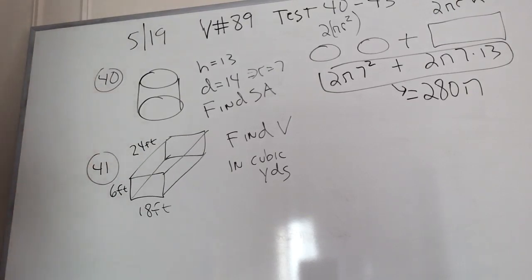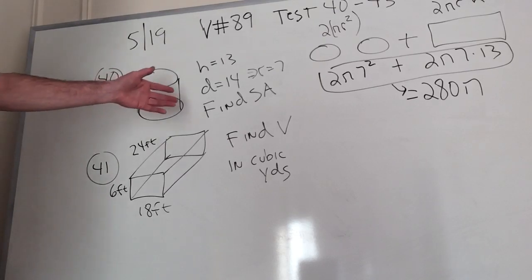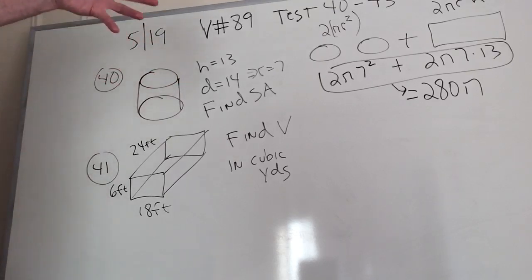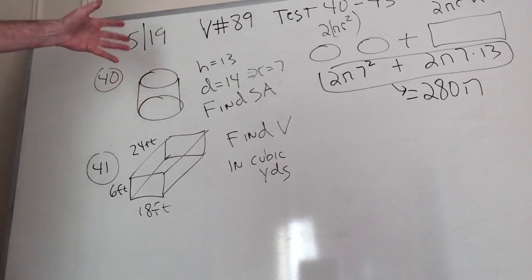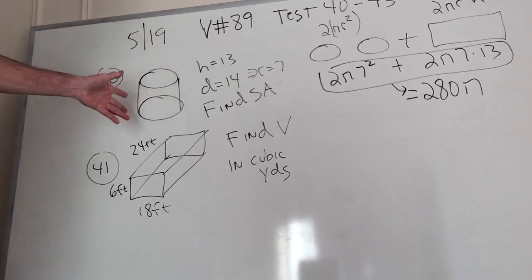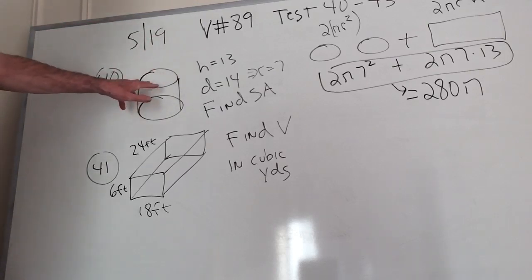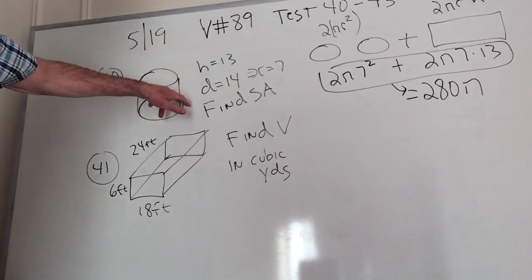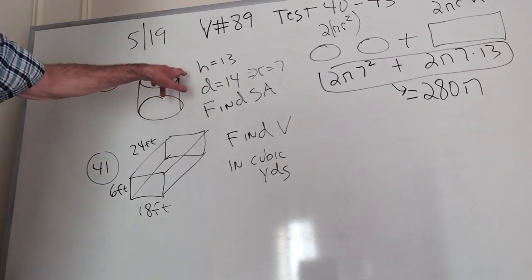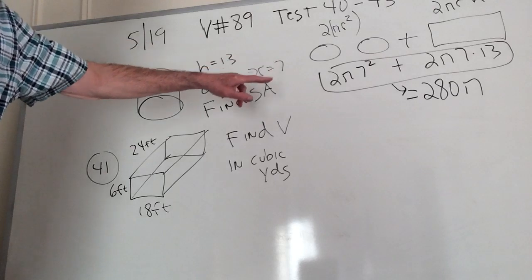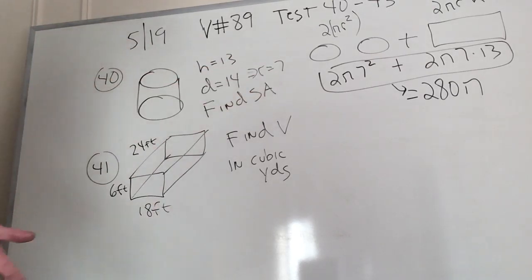We're starting with number 40. If you read the problem, and you're serious and you got it wrong and you want to see what you did wrong, you have the test itself in front of you now. So it says that H is 13 here, D is 14. That implies that R is 7.